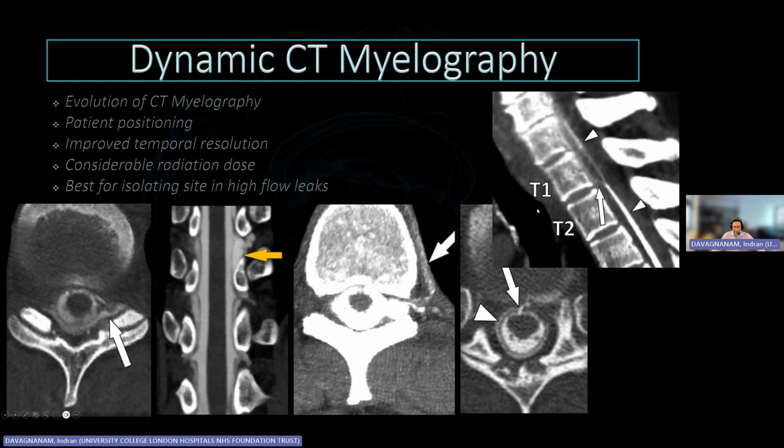And it's particularly good in terms of what we call type 1 leaks. As you can see here, the divergence of the contrast bolus as it goes into the thoracic spine. So this is our mainstay of investigation.